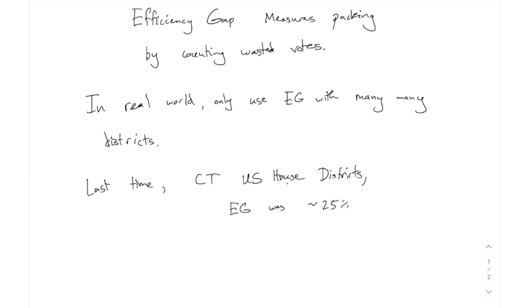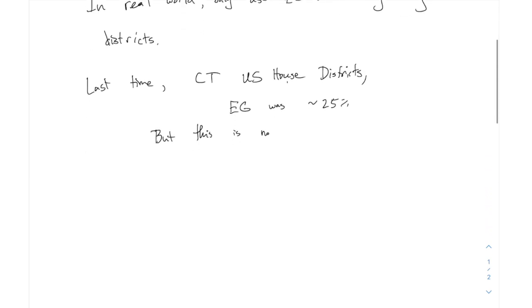So in the US House districts, the efficiency gap was about 25%, but I'm going to say this is not very meaningful with so few districts. And also, in Connecticut, all the districts are Democrats, which means automatically every single Republican vote in the state will be counted as wasted. That's not a very meaningful thing if you are doing your statistics and considering every Republican vote in the whole state to be a wasted vote. I mean, that's how the numbers go, but this is not regarded as a meaningful statistic with a population like that.